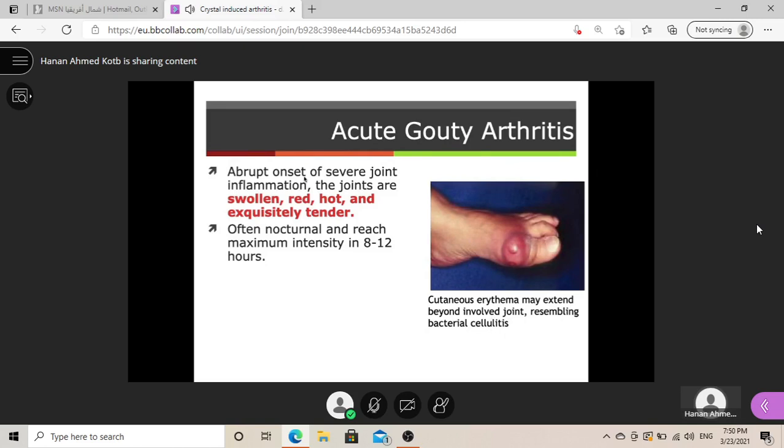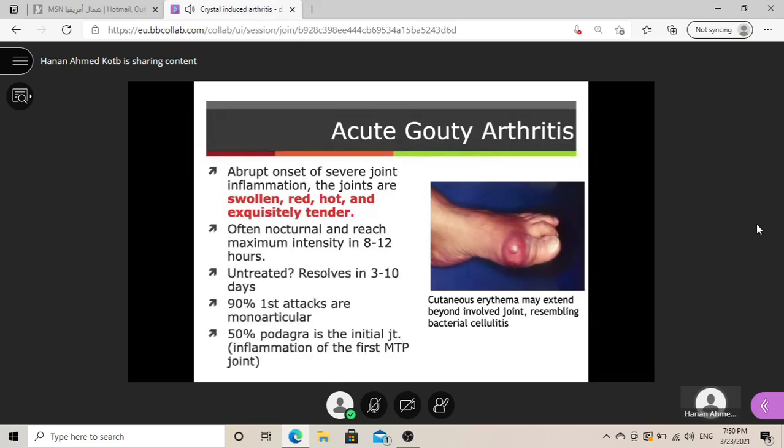Severe pain usually occurs during the night. The patient goes to sleep and wakes up after 4 hours with severe pain. That's what we call nocturnal pain. Pain reaches maximum intensity in 8 to 12 hours when the attack is untreated. Usually they resolve in 3 to 10 days. And in 90% of cases, the first attacks are monoarticular, that is to say, they occur in one joint.